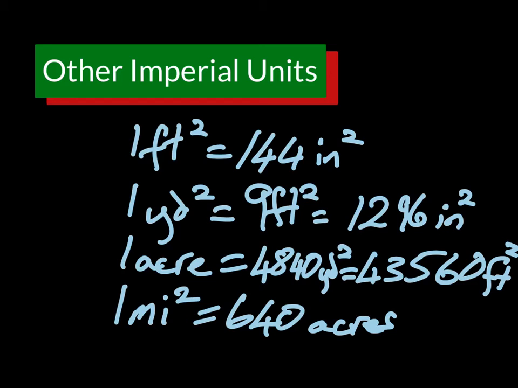Here are some equivalencies you should be familiar with. 1 square foot is equal to 144 square inches. 1 square yard is equal to 9 square feet, or 1,296 square inches. 1 acre is equal to 4,840 square yards, or 43,560 square feet. And 1 square mile is equal to 640 acres.